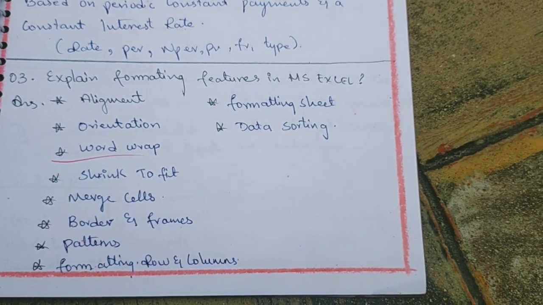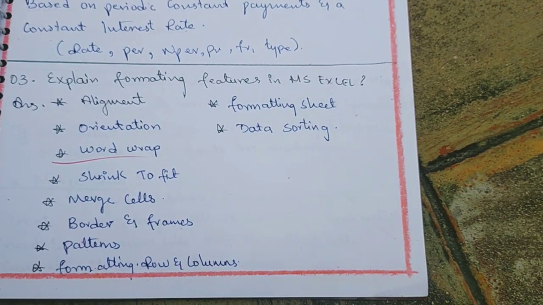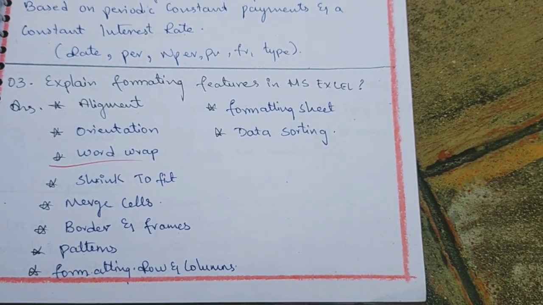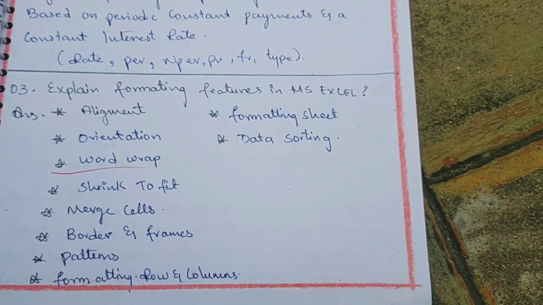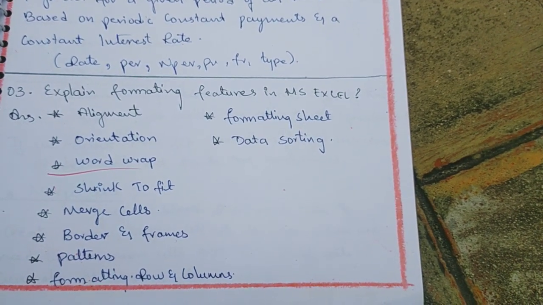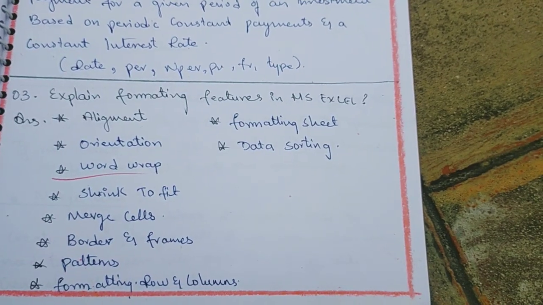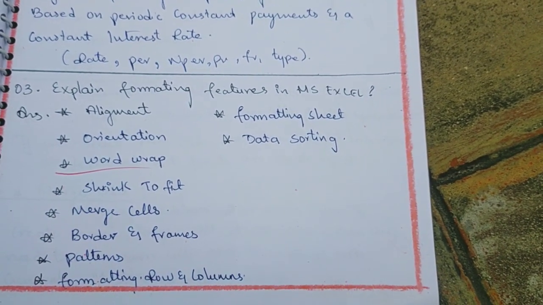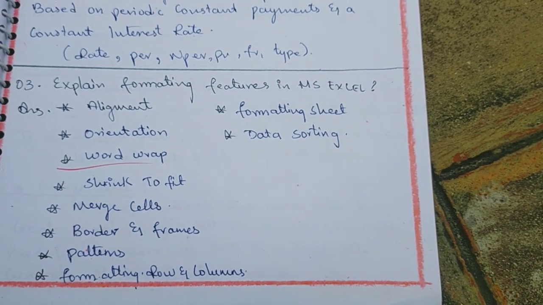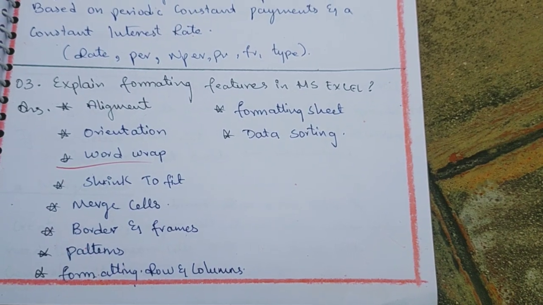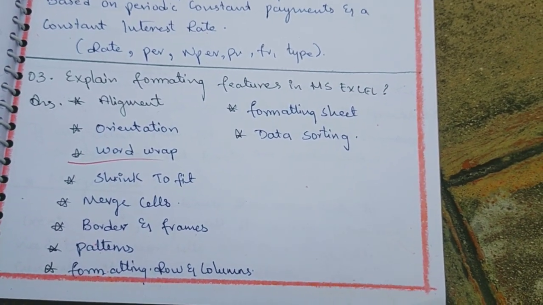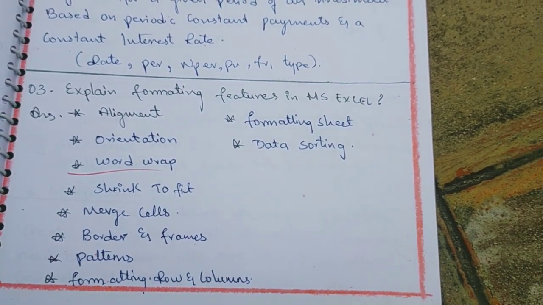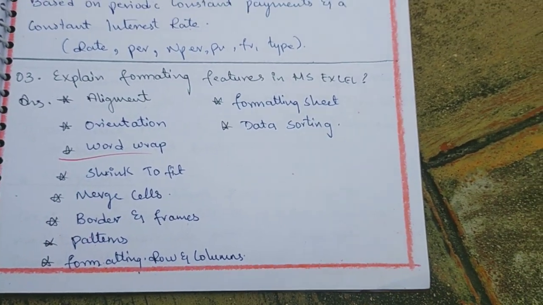Word wrap, merge cells. You can merge two cells together to enter a larger name. A cell is a small unit in the worksheet. If you want to merge 2 to 3 cells together and write a bigger sentence, it helps. There are also borders and frames, patterns, formatting rows and columns, and highlighting with color. These are some of the formatting features.